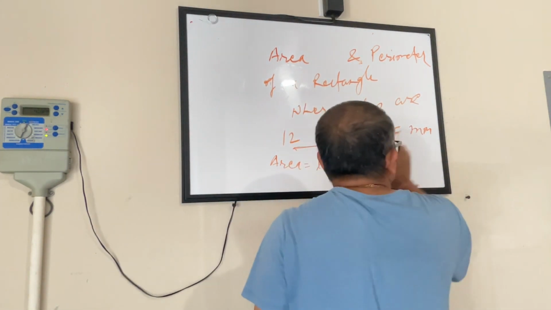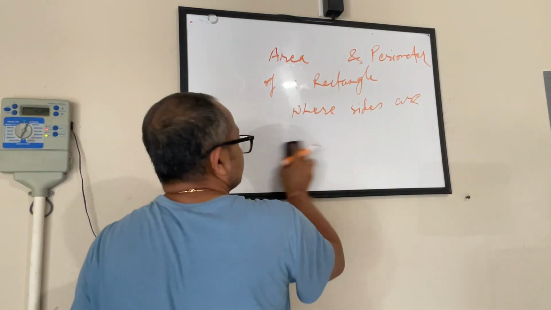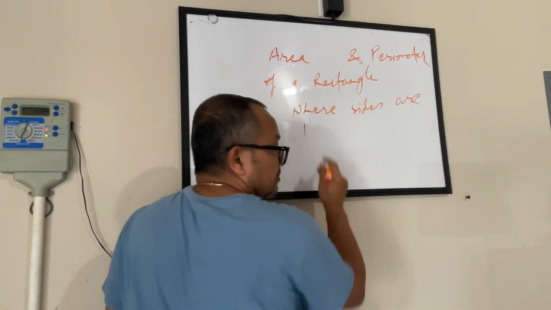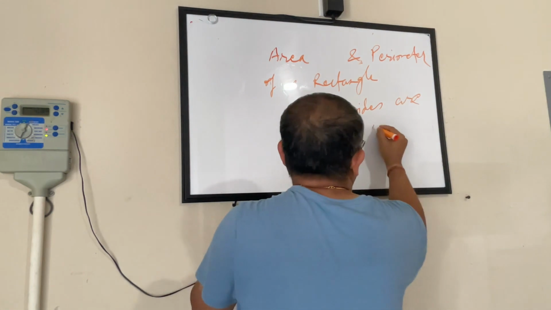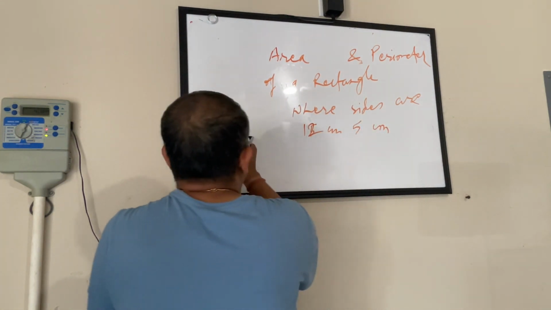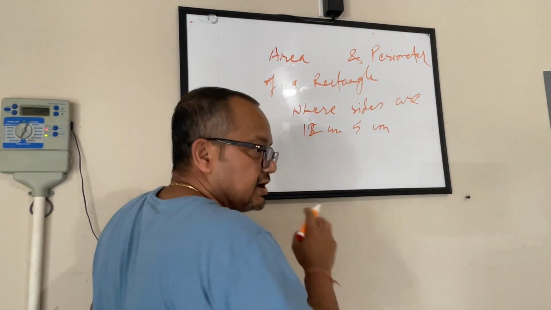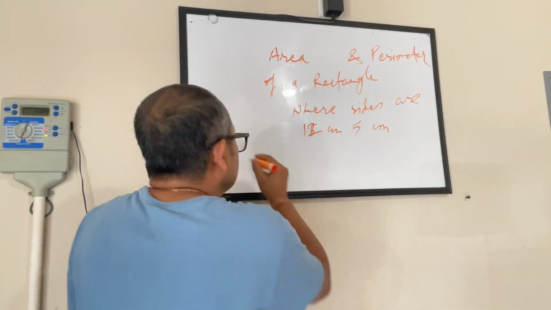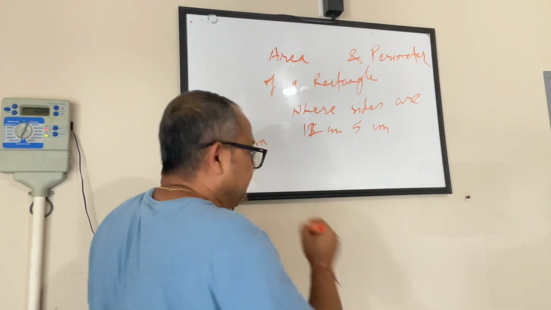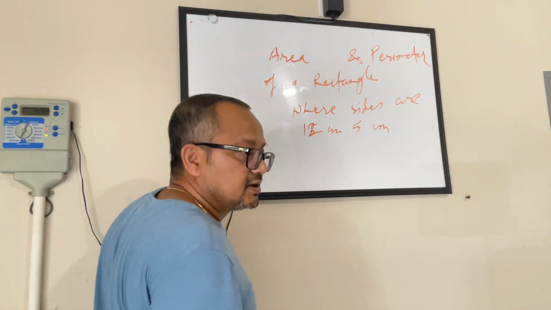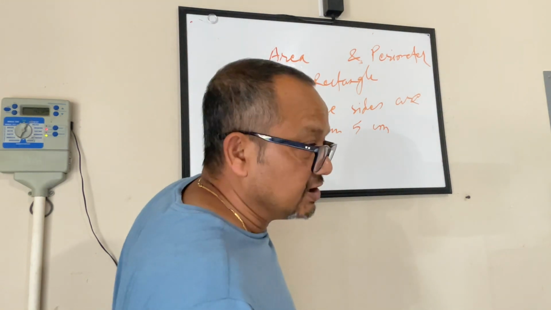Alright, what is the perimeter? 34 centimeters. Shalini, what was the answer? 34 centimeters. The perimeter is 34 centimeters. Okay. So, Shalini said 34 centimeters. You said how much? 34 what? What is the unit? Square centimeters?